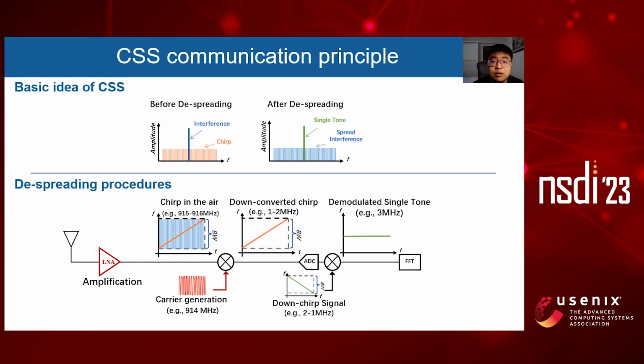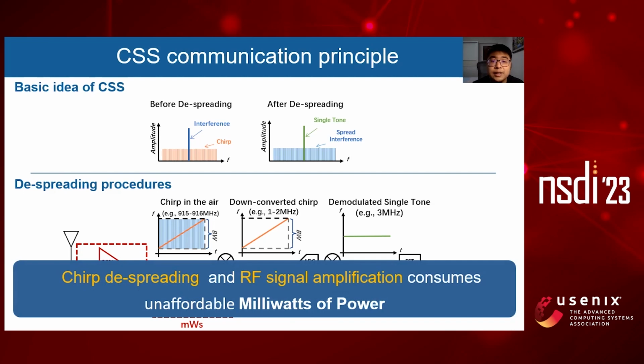Chirp de-spreading involves several procedures, including amplification, down conversion, and multiplication using a down chirp signal. In these procedures, the carrier generation operation and the LNA, namely the RF amplification IC, typically consumes milliwatts of power. And hence, chirp de-spreading and RF signal amplification operations consume milliwatts of power, which is unaffordable to backscatter devices.